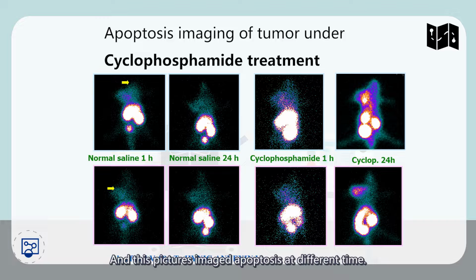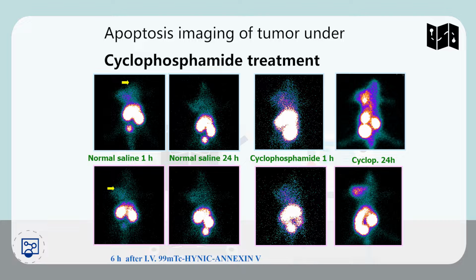At different times, we injected normal saline, 1 hour and 24 hours, or we treated the mouse bearing the tumor with anti-cancer drugs, cyclophosphamide, 1 hour and 24 hours. You can see after the drug treatment, the tumor apoptosis is serious.